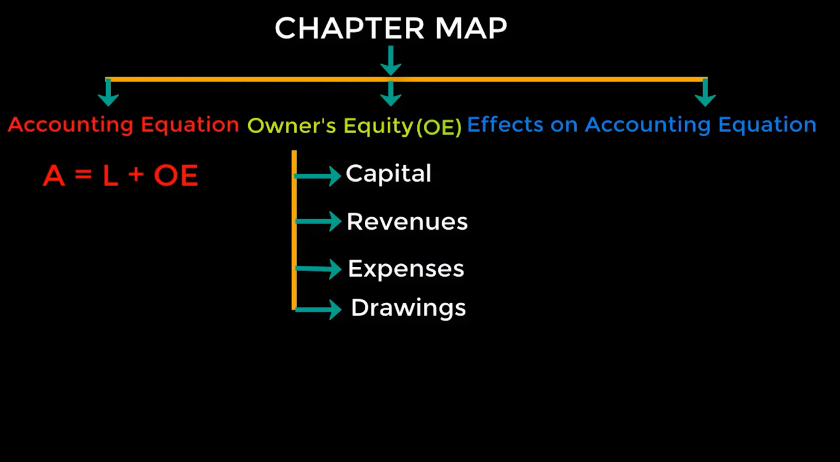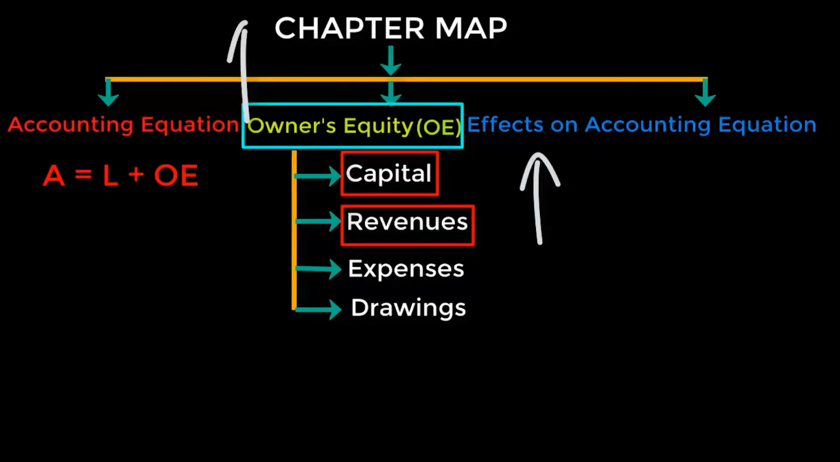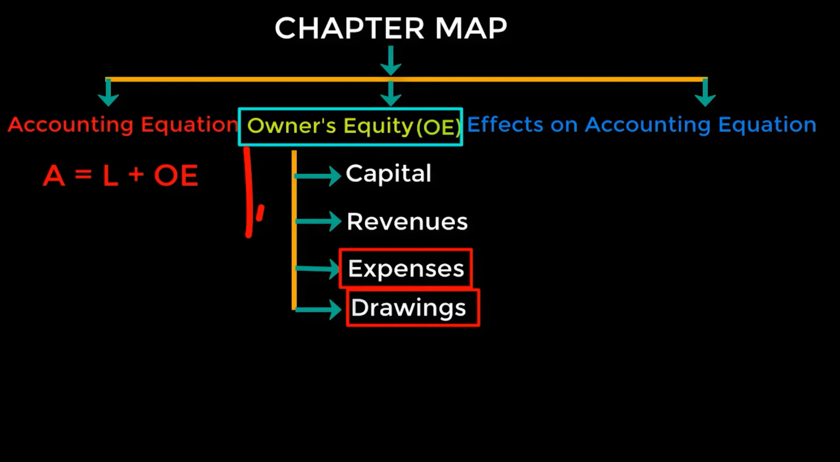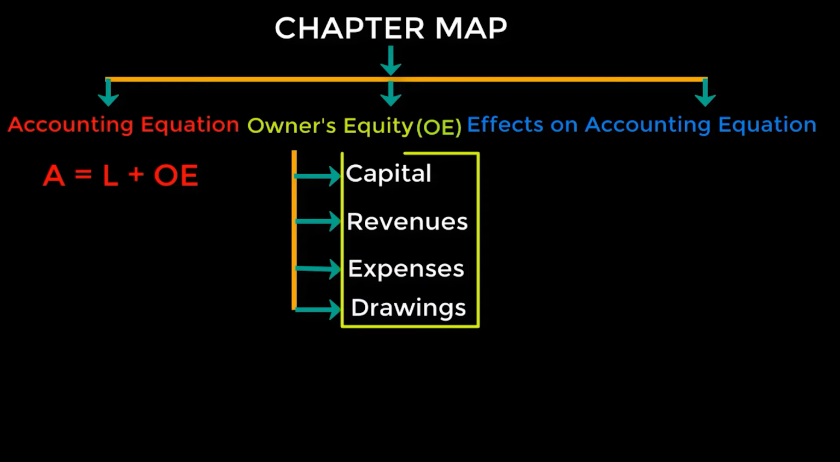Why? If this capital or these revenues of a company increases, then the pocket of the company gets heavier. So, OE increases. On the other hand, if the expenses of a company increases, or if the owners of the company draw money from the company, then the pocket of the company gets lighter. So, OE decreases. Thus, these 4 elements affect this OE or owner's equity.